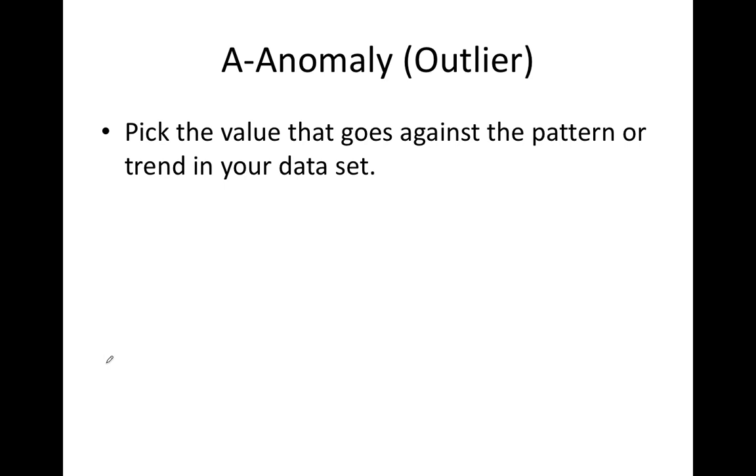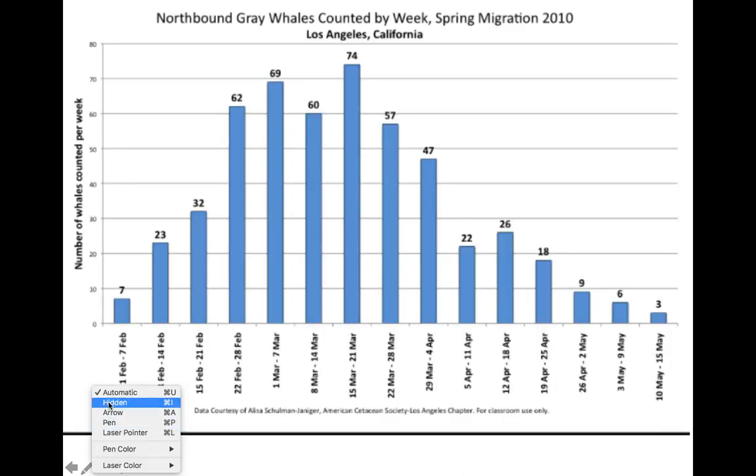But basically, you want to think about, and this is helping you think about the pattern, what is maybe going against the pattern? Okay, so back in our graph, looking at it here, we notice that it probably starts out very low in February and it tapers off in May. And it seems like the majority of whales are coming in like this area, this month of March.